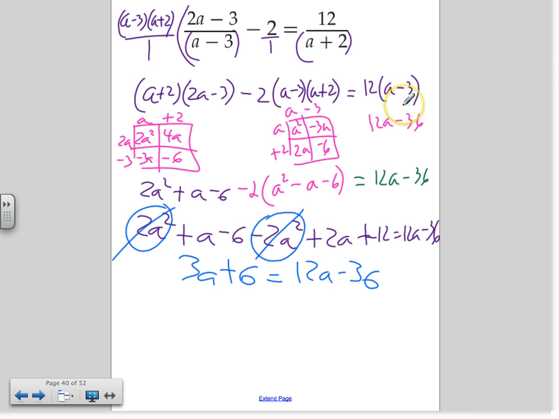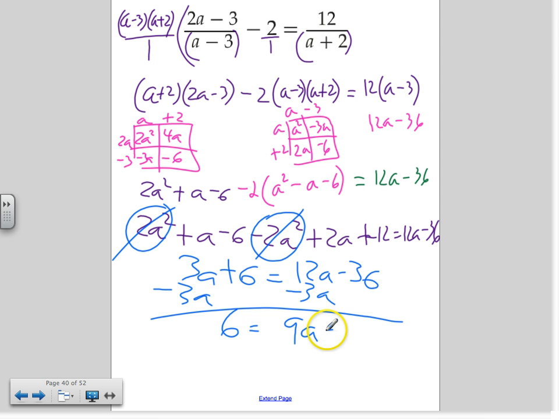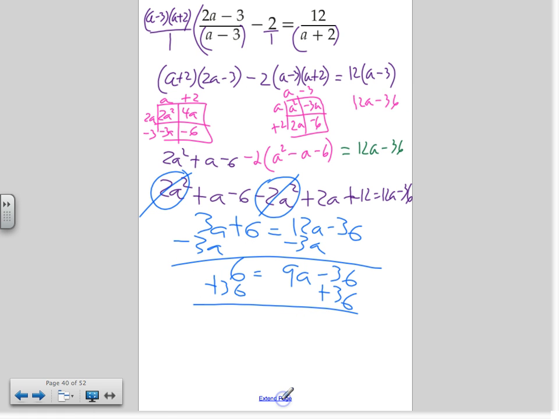So how do I solve for a? Move what over? The 3a. Sure, let's move the 3a. If you move the 3a, I'm going to subtract it. I end up with 6 equals 9a minus 36. Now what do I move over? Negative 36. Okay, so how do I do that? Add it. So I add 36 over. It becomes 9a equals 42, right? Now what? Divide by 9. Okay. Lots of work.